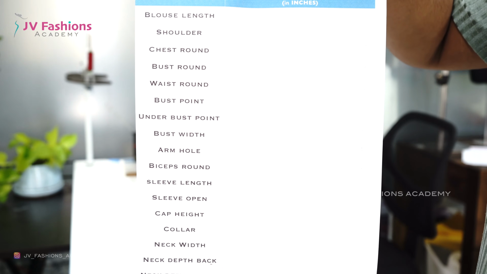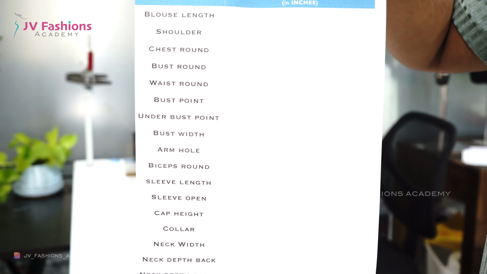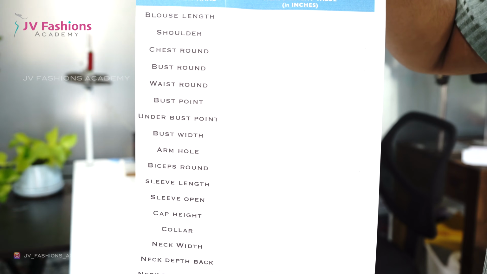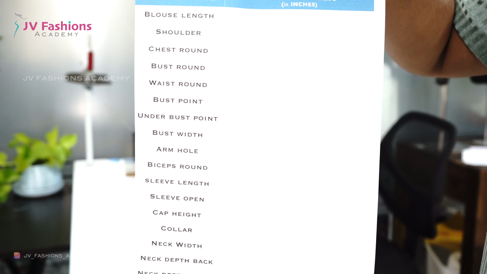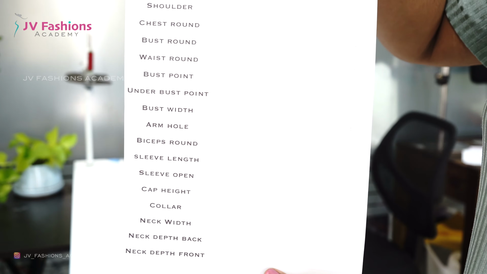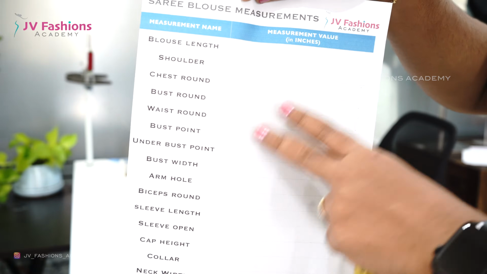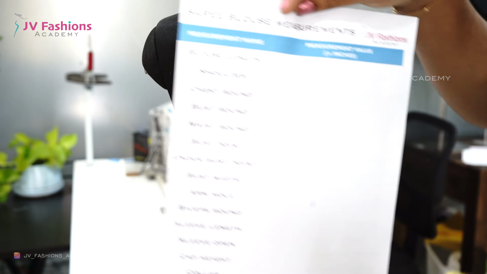Blouse length, shoulder, chest round, waist round, bust point, under bust point, bust width, armhole, sleeve length, sleeve open, cap height, collar, neck width, neck depth back, neck depth front. So these are the measurements required for blouse making. Okay, let's start now.